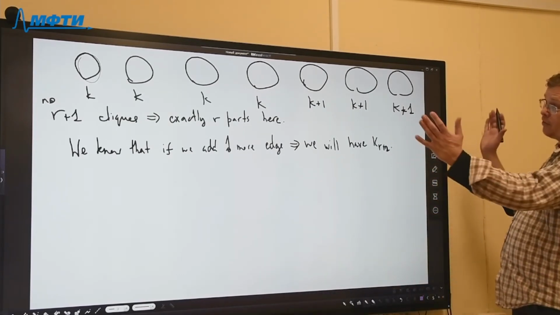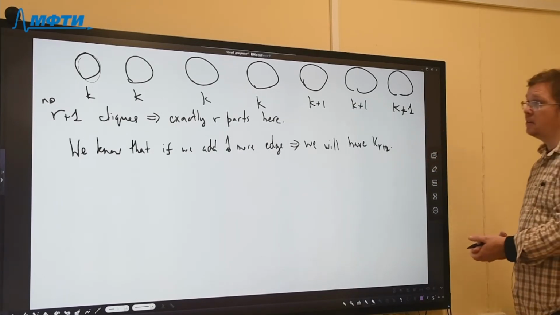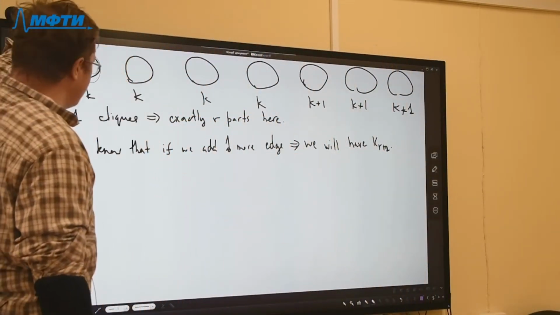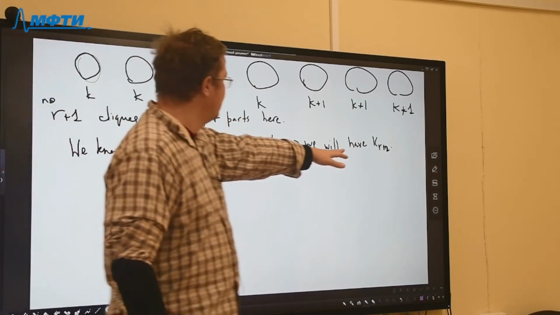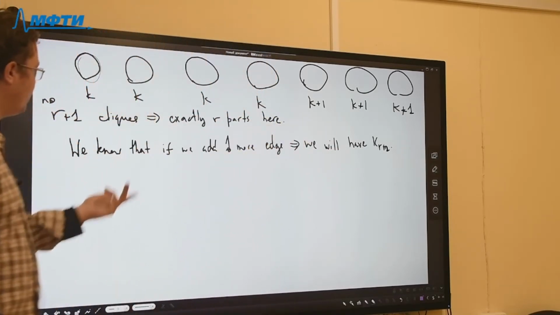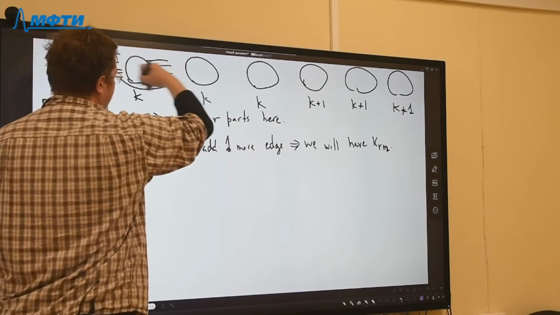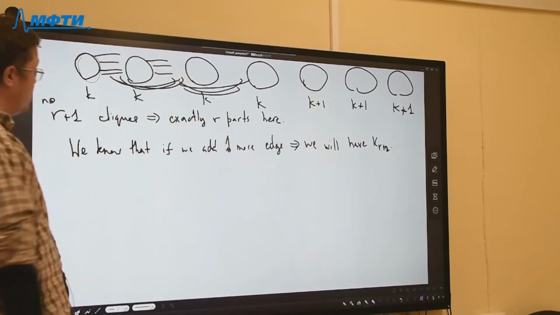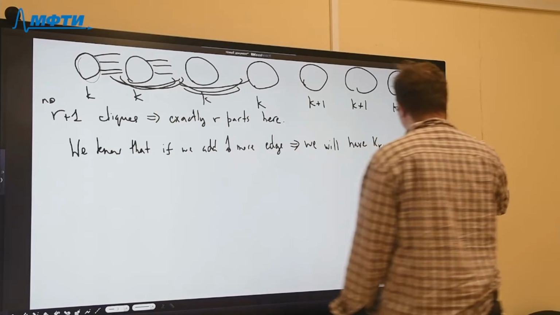And of course, if we have fewer than r parts, for example only two parts, we can just provide an edge inside one of these parts, and we don't have K_{r+1}. So with this restriction, that adding one more edge gives K_{r+1}, these parts must be exactly r, because otherwise we could add additional edges. Okay, so we proved the theorem.